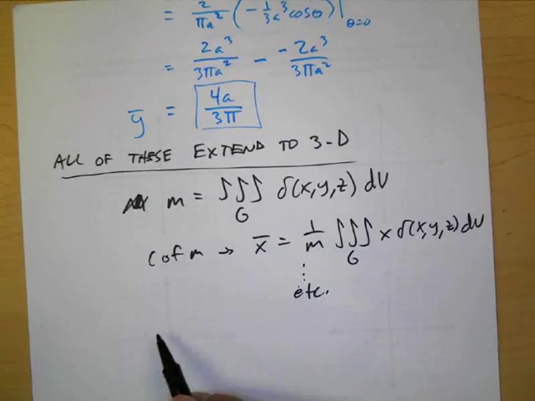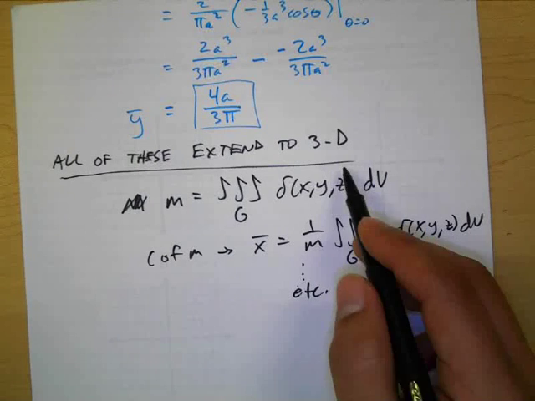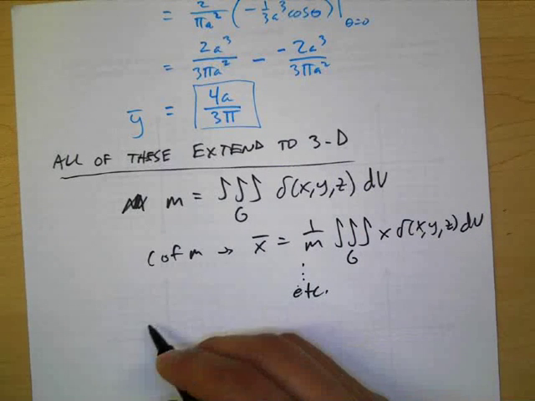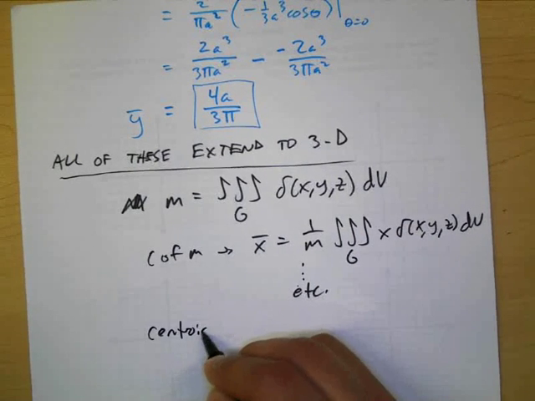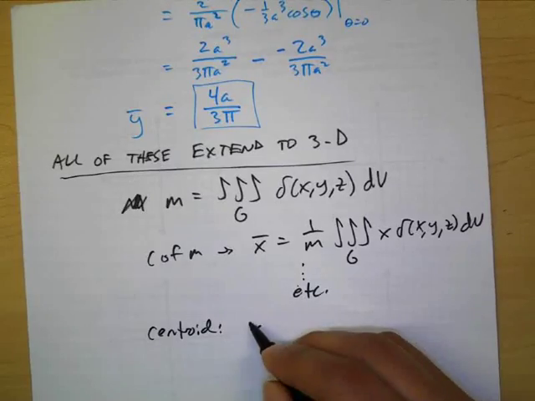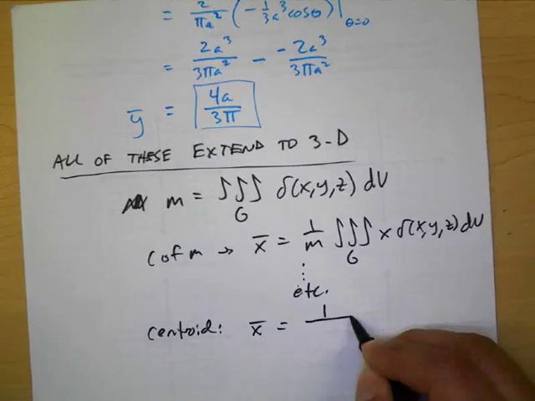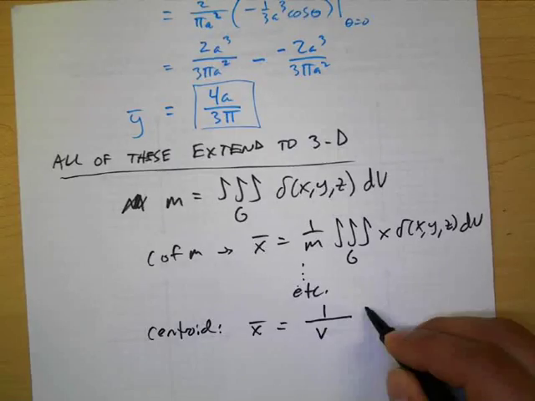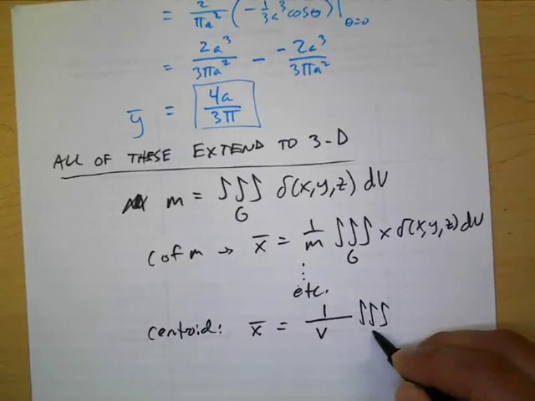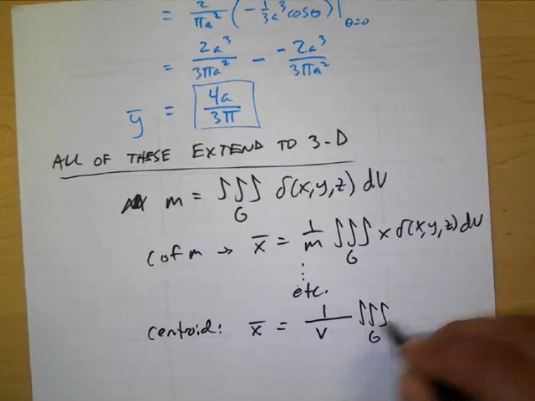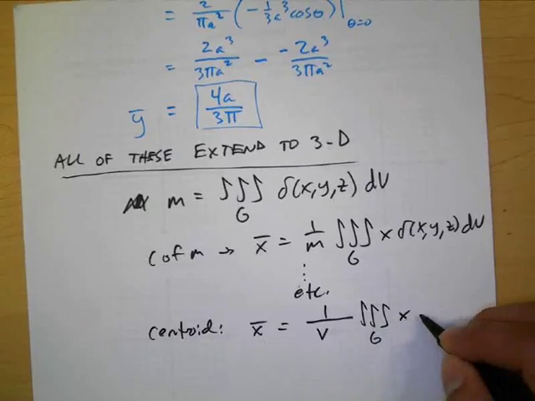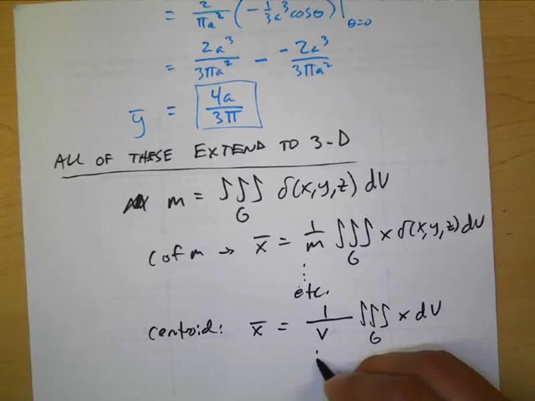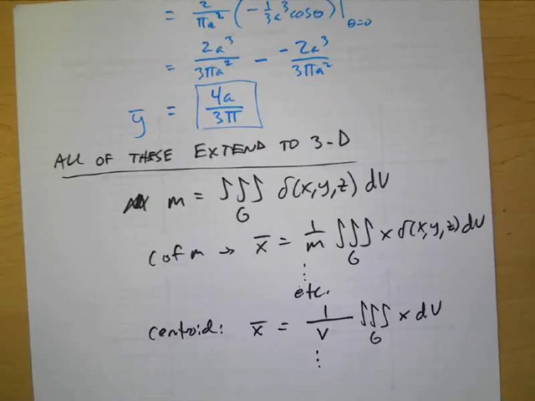And now when the density is constant, it's the same idea. So for the centroid, x bar would be not 1 over area, but now it becomes what? 1 over volume times the triple integral of, if we're looking for x, it'd be x dV, and so on and so forth. So all these formulas extend to 3 dimensions, depending on if you have a flat surface, or if you have a solid.